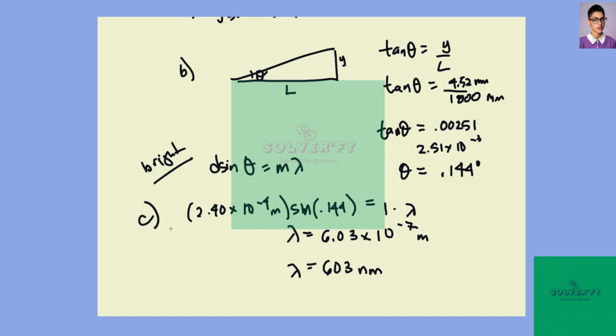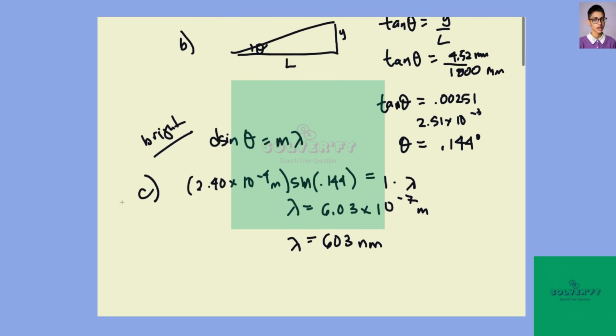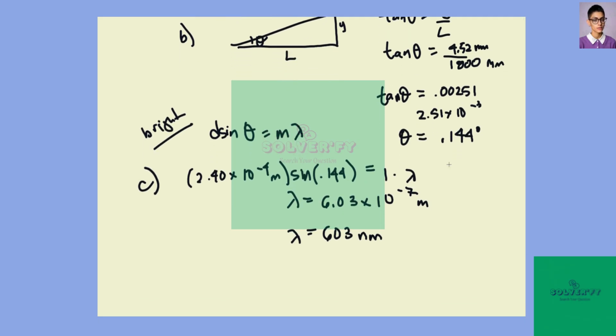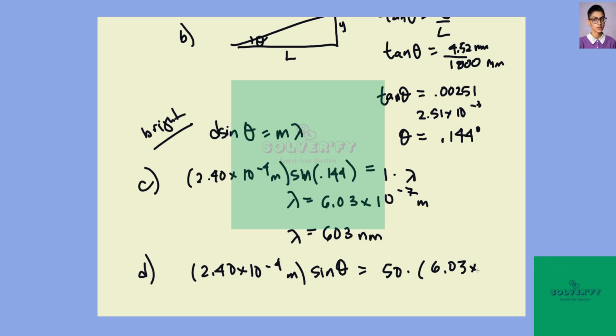Then we want to find the angle for the 50th order bright fringe using 37.2. So 37.2 again is d sine theta equals m lambda. We're looking for the angle for the 50th. So I plug in my d. I don't know the angle, so this is sine of theta, but this is equal to 50 times the wavelength, so 6.03 times 10 to the negative 7 meters. So we are looking for the angle.